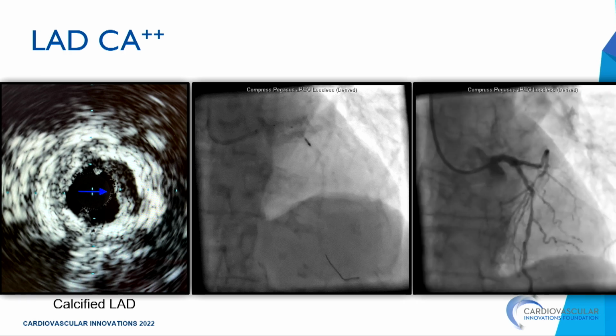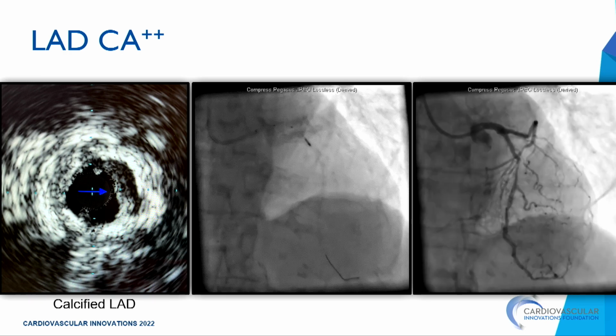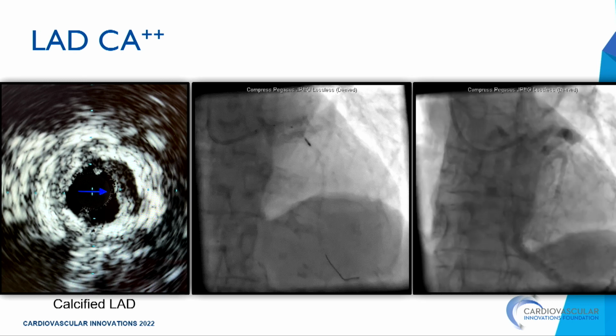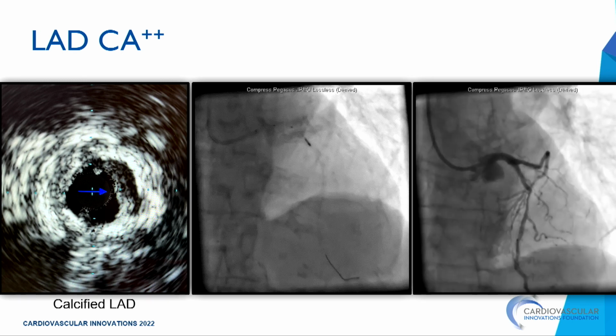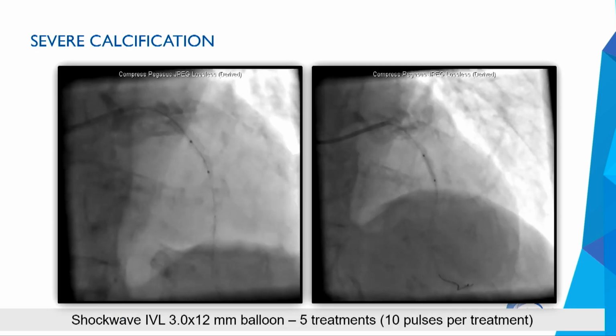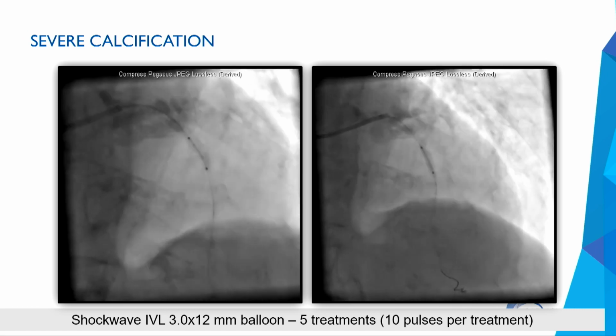So calcification, again, involving more than 180 degrees. So I'll have to do some debulking, and that will put the side branch at risk of becoming more compromised. So 85 with comorbidities, as mentioned earlier, LAD disease, RCA CTO, left circumflex is good, and CABG versus PCI, but again, we opted for PCI because of the high STS score.